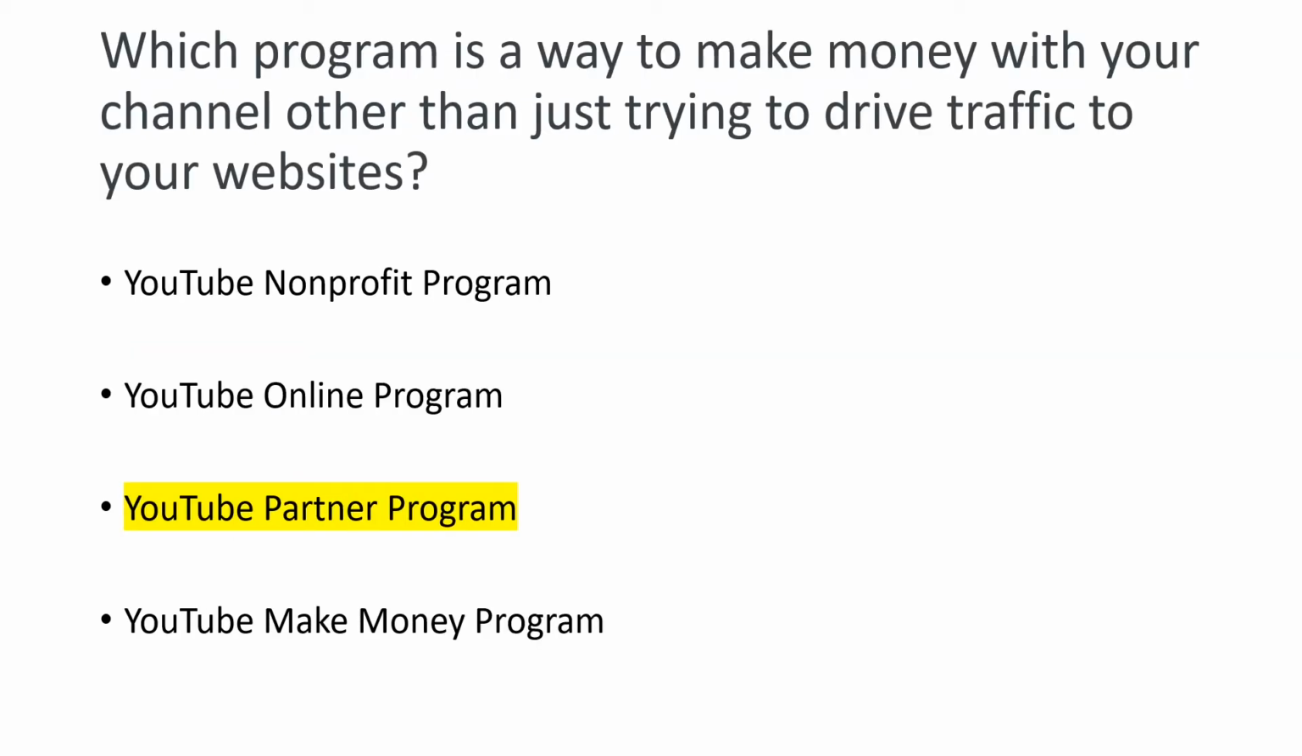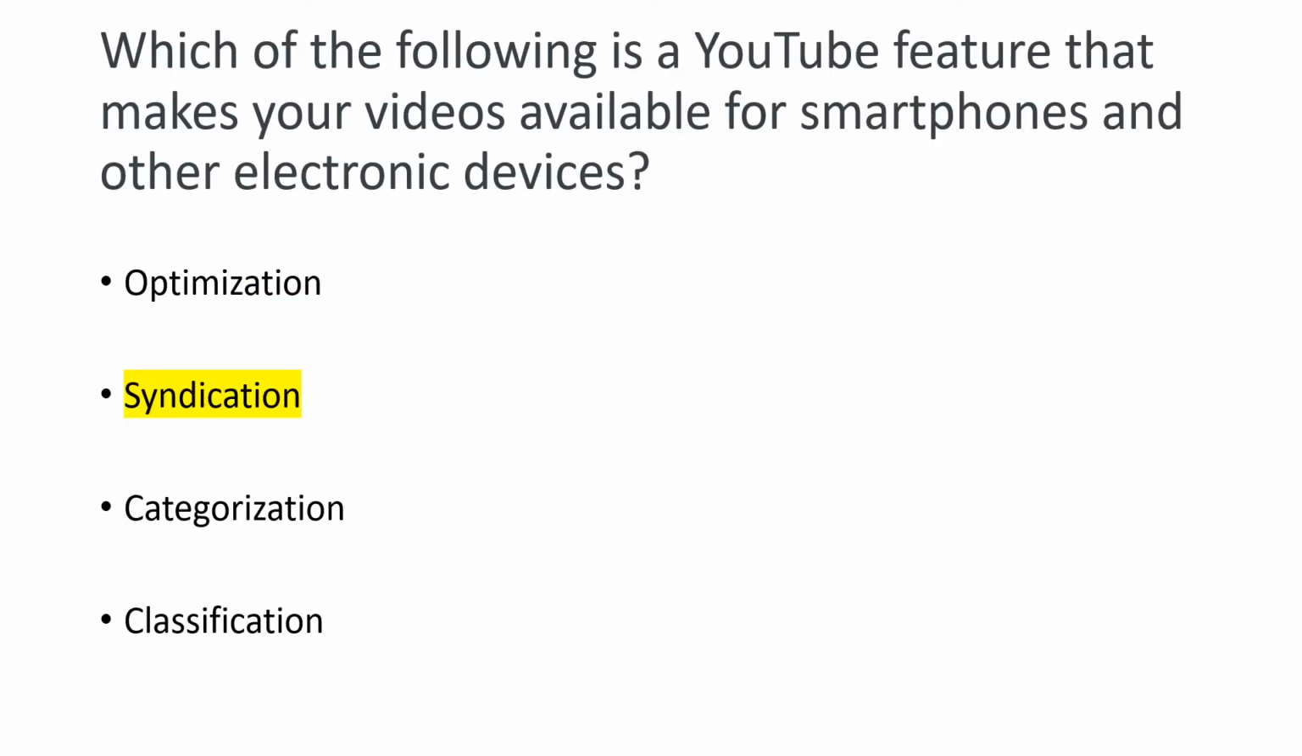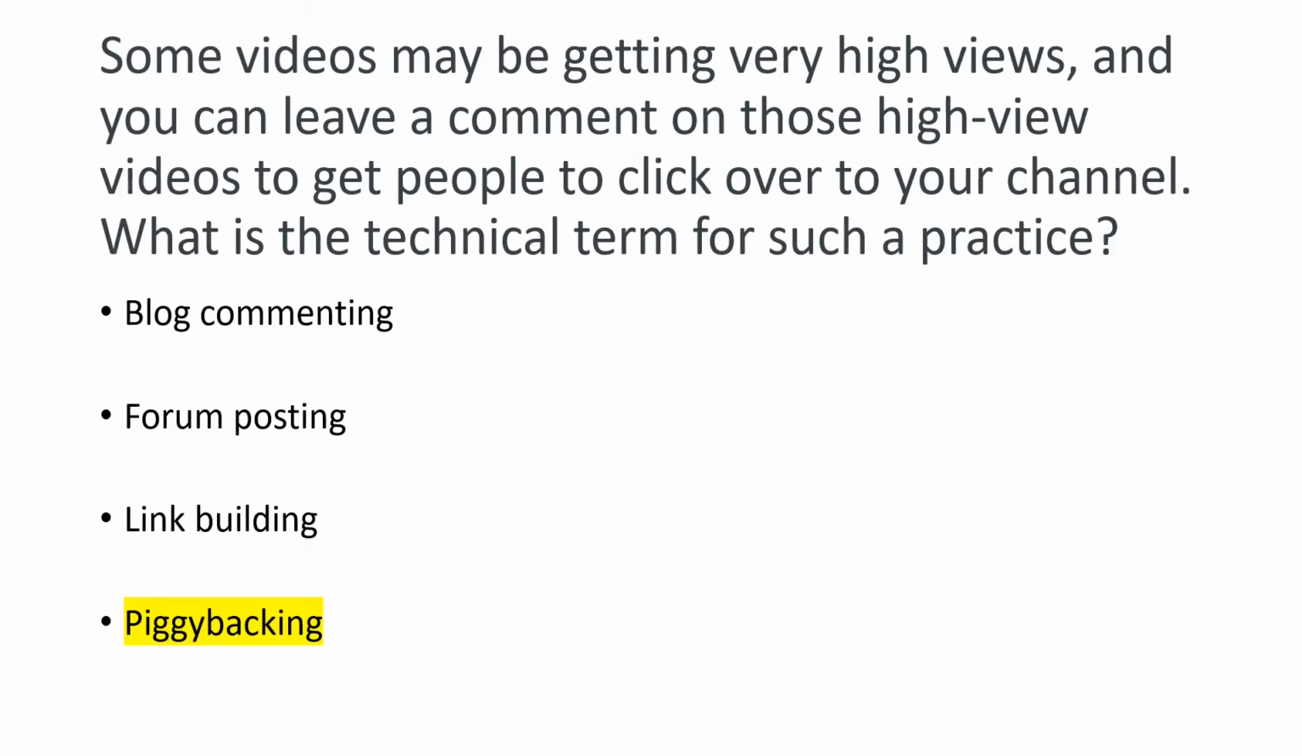108. Which program is a way to make money with your channel other than just trying to drive traffic to your websites? YouTube Partner Program. 109. What are annotations? Notes or transparent overlays that can be added to your video after it is uploaded. 110. Which of the following is a YouTube feature that makes your videos available for smartphones and other electronic devices? Syndication. 111. Some videos may be getting very high views, and you can leave a comment on those high view videos to get people to click over to your channel.